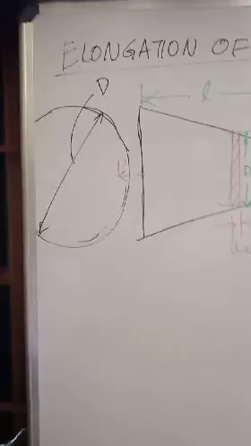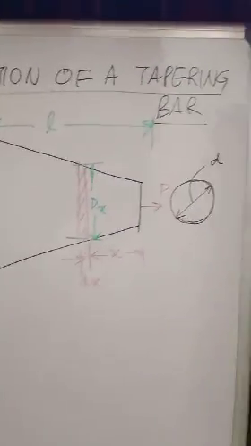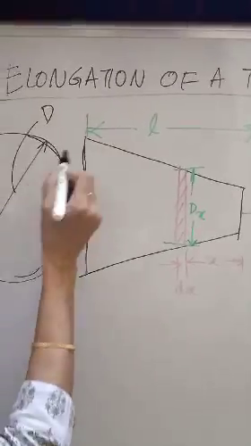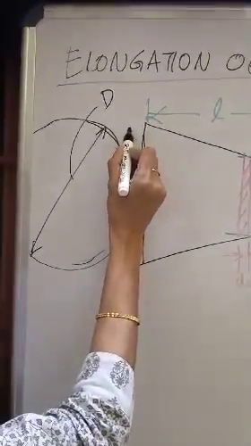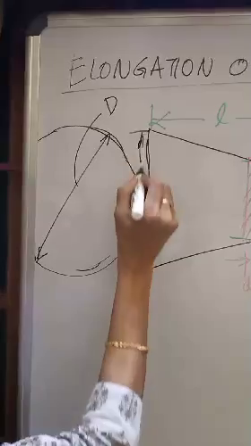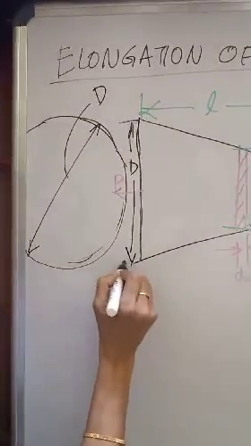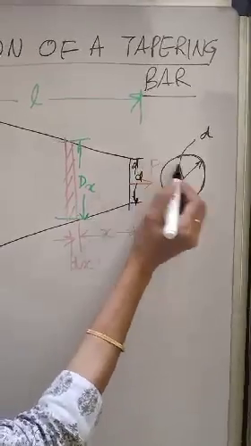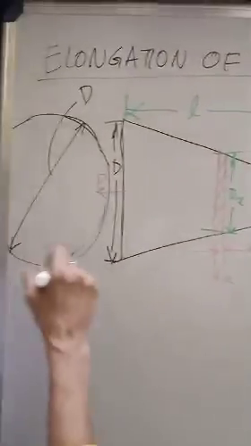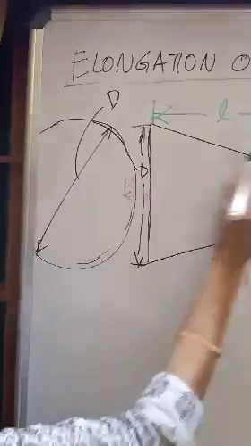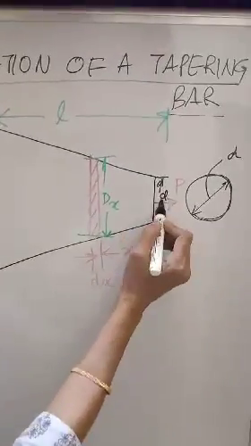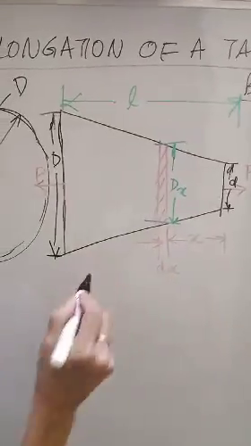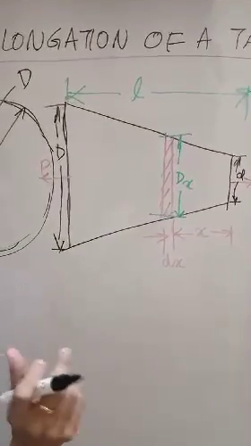So we will take up elongation of a tapering bar. That means it is a cylindrical cross section, having diameter capital D at one end and small d at the other end. Here the cross section is small d, here the cross section is capital D, and the length of the bar is L. It is subjected to a force capital P, an axial tensile force. So you are asked to find out what is the elongation of this tapering bar.